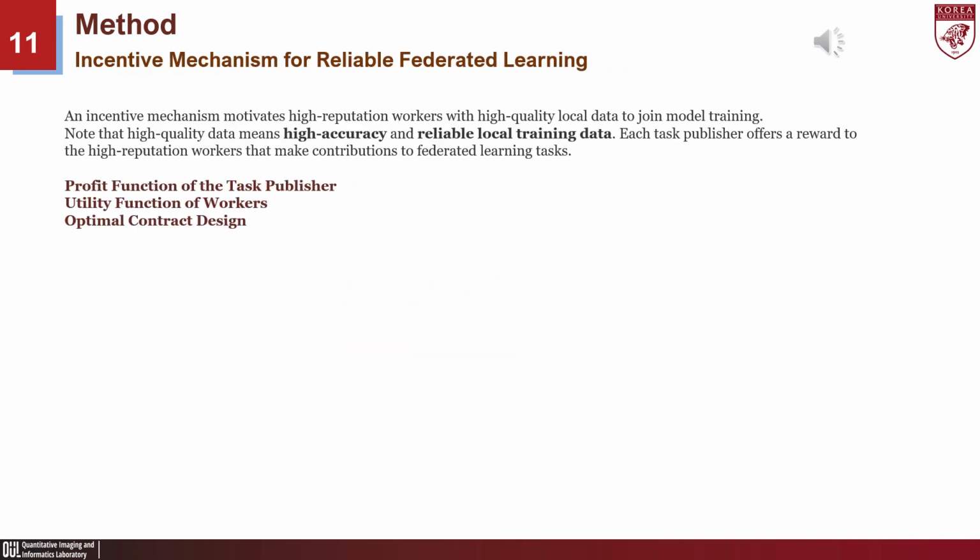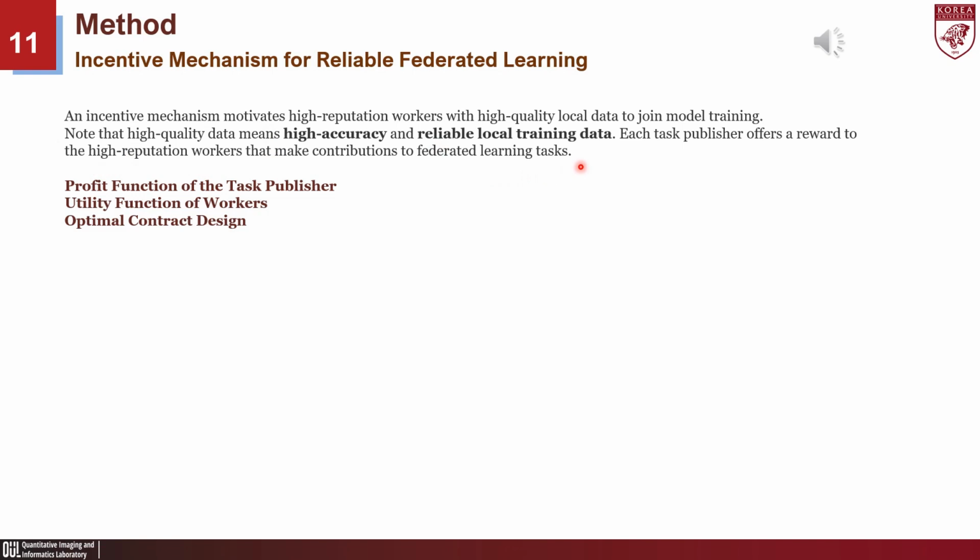After we have the reputation for each worker, we build the incentive mechanism for reliable federated learning. An incentive mechanism motivates the high reputation workers with high quality local data to join the model training. By high quality data, that means high accuracy and reliable local training data. A task publisher offers a reward to the high reputation workers that contribute to federated learning tasks.